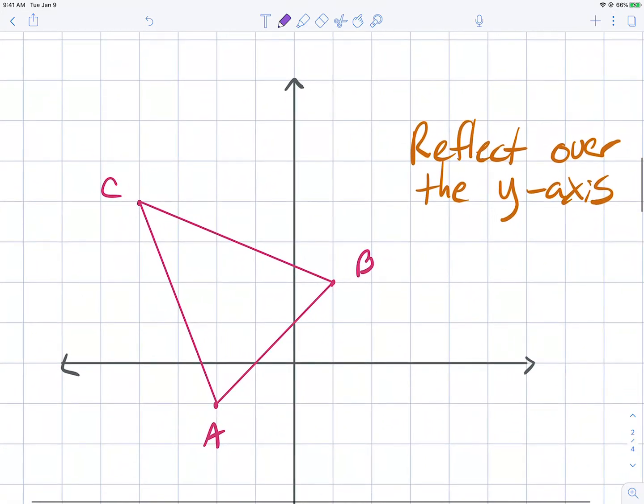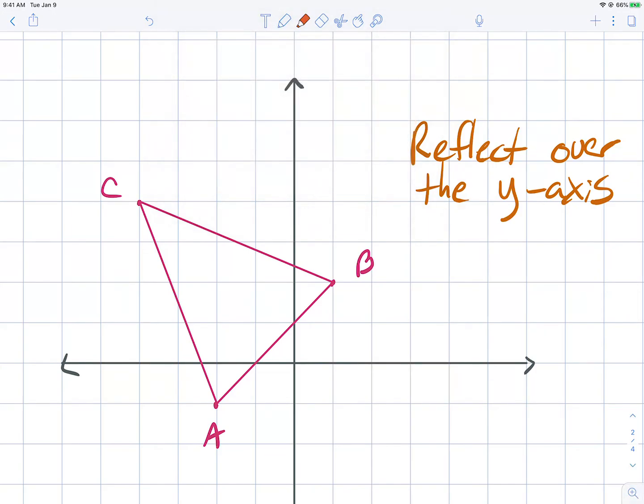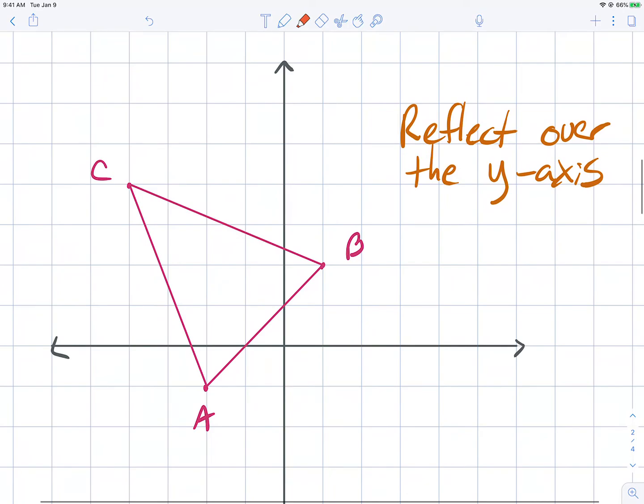Okay, let's reflect this one over the y-axis. So if I wanted to reflect over the y-axis, I'm going to first say, okay, how far away is point A? Point A is 1, 2 away from the y-axis. So A prime is going to be 1, 2 away from the y-axis. So there's A prime. B is 1 away from the y-axis. So B prime is 1 away from the y-axis.